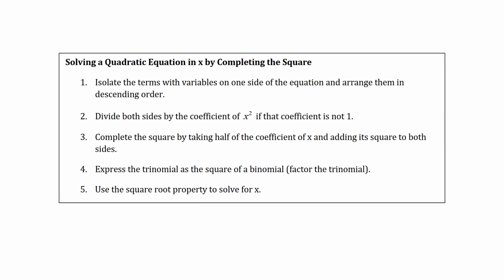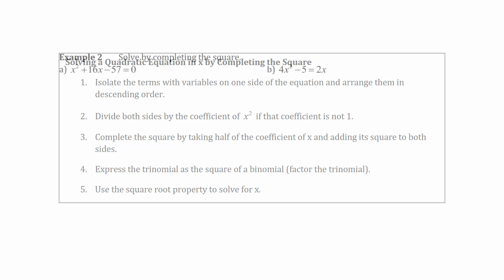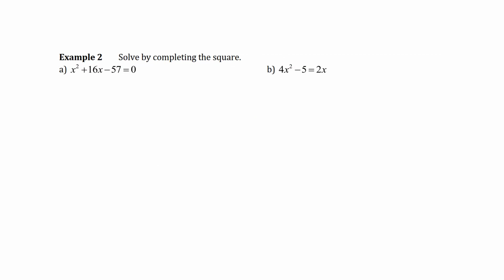In the next set of examples, I'm going to show you how we apply these steps to solve a quadratic equation. For example number 2, solve by completing the square. For part A, we have x² + 16x − 57 = 0.